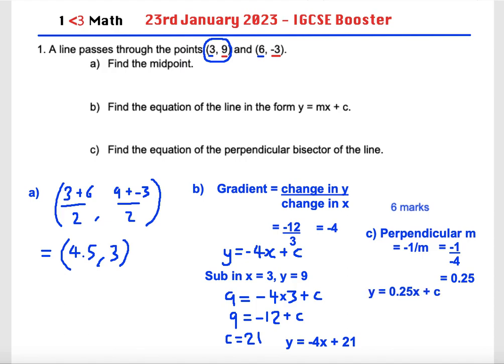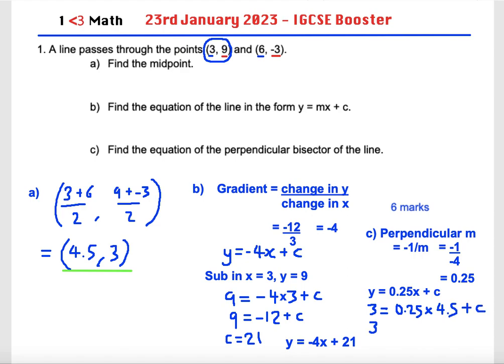So my perpendicular graph at the moment is y equals 0.25x plus c. Now, we worked out the midpoint of our line earlier on, and that's very useful for the perpendicular bisector, because that's where the 2 lines would meet. The perpendicular bisector cuts the line at the midpoint. So consequently, we can sub in those midpoint values into y equals 0.25x plus c. So we have 3. The y equals 3. 0.25 times 4.5. You might need your calculator to do that.